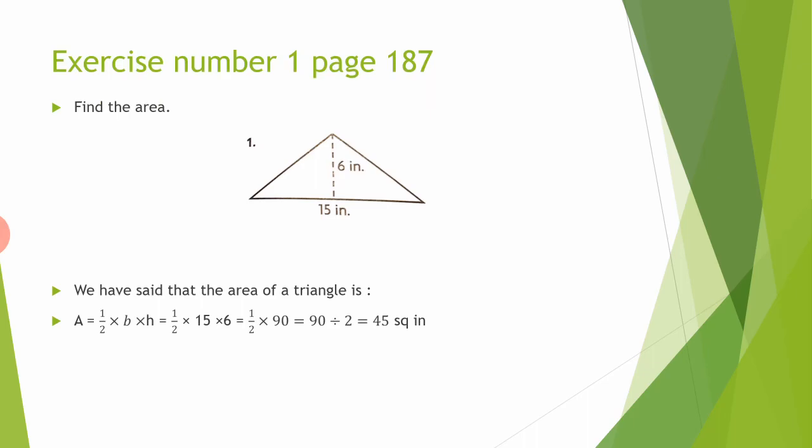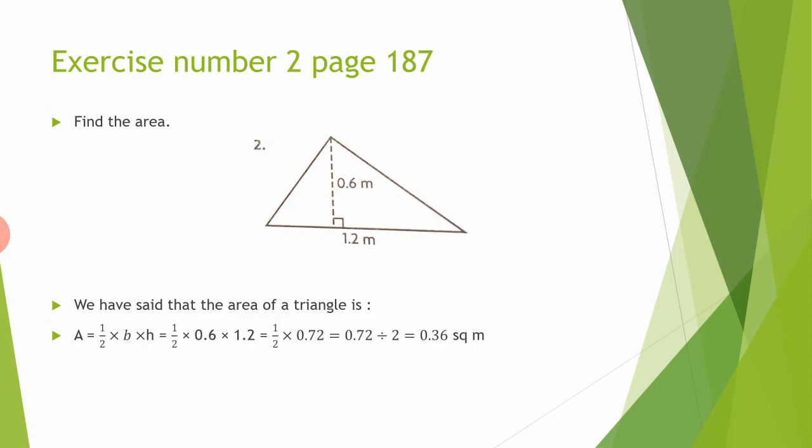Exercise number 1, page 187 of your book. We have this triangle, we want to find the area. Here we have the base of 15, the height of 6. So the area of the triangle is a half times base times height. So it's a half times 15 times 6. 15 times 6 is equal to 90. So a half times 90 is 90 divided by 2, that is equal to 45. So the area is equal to 45.